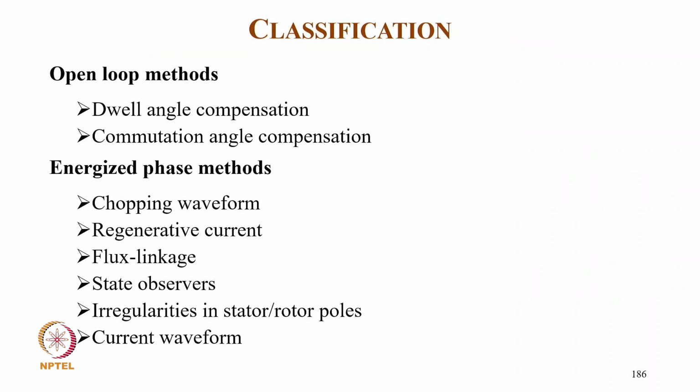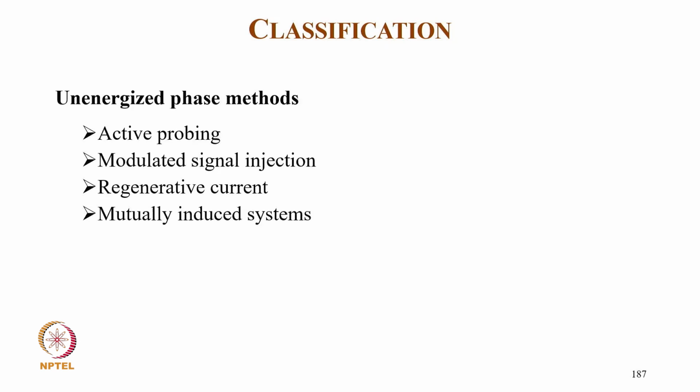So now the classification of methods. Open loop methods: dwell angle compensation and commutation angle compensation. Energized phase methods: chopping waveform, regenerative current, flux linkage, state observer, irregularity in stator current waveform. Unenergized phase methods: active probing, modulated signal injection, regenerative current, and mutually induced voltage.